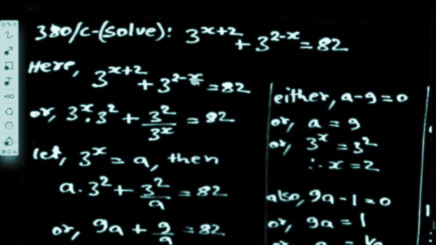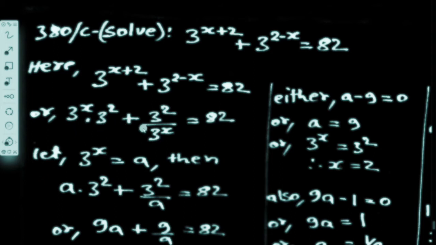Here the power is in minus form, so it should be placed in the bottom. If the power is in plus form, it should be multiplied as 3 power x into 3 power 2. If the power is in minus form, it should be divided: 3 power 2 by 3 power x equal 82.